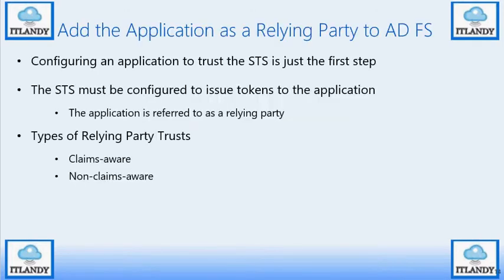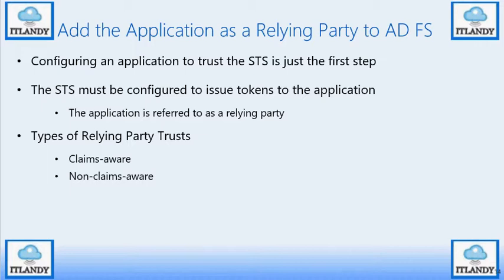Let's start. Without further ado, we can configure an application to trust the STS in just a few steps. The STS must be configured to issue tokens to the application. The application is referred to as a relying party. There are different types of relying party: claim aware and non-claim aware. What does claim aware application mean? A claim aware application consumes claims in the security token to make authentication and authorization decisions.